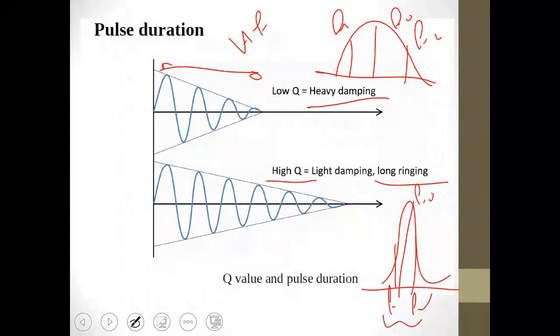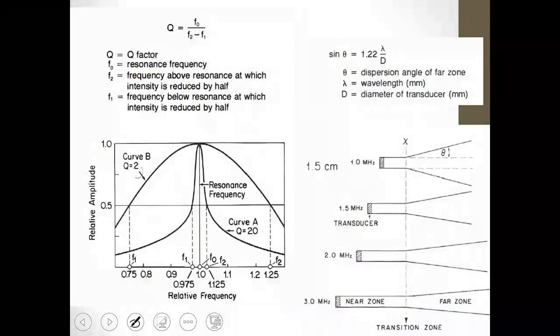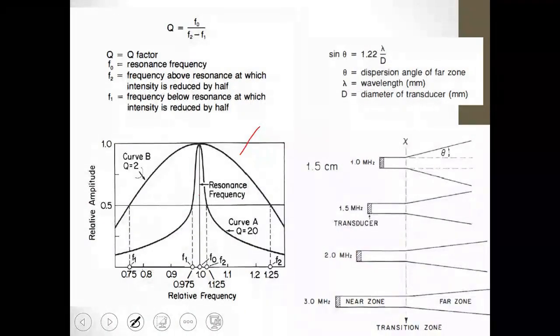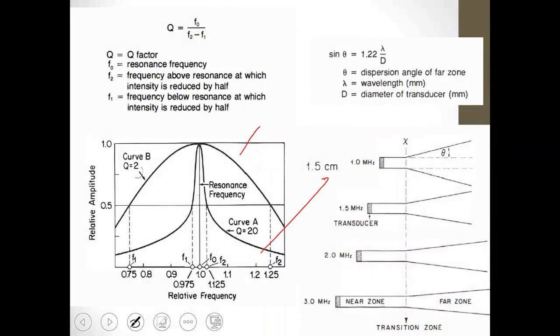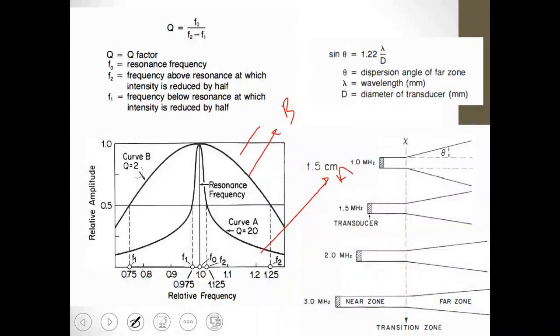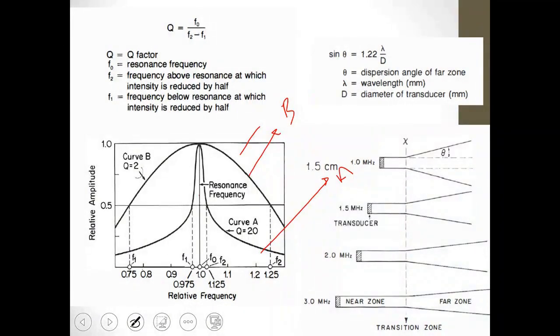The bandwidth here is small, and this is the view. Here is the center, which is the resonance frequency. I call it the resonance frequency. This large curve is curve B, and this curve is curve A. Which one is curve B? The large one at the top.